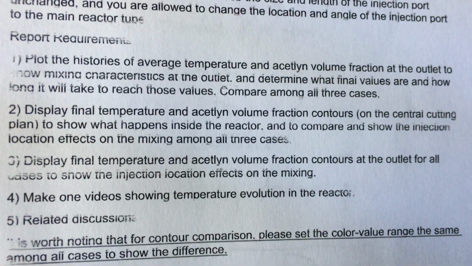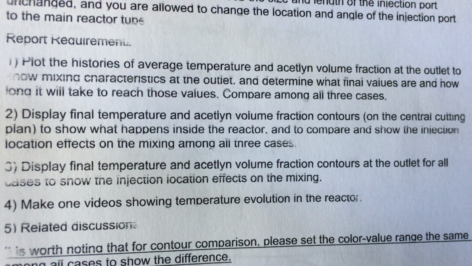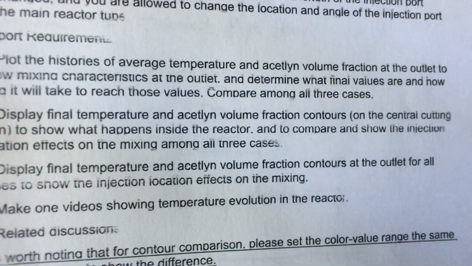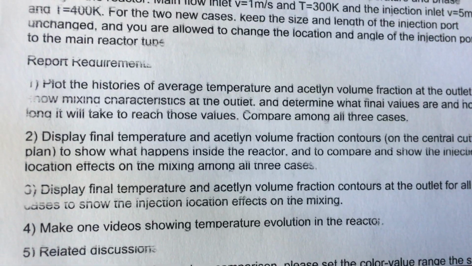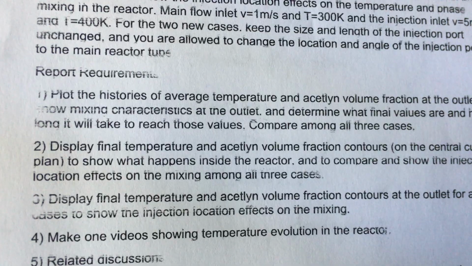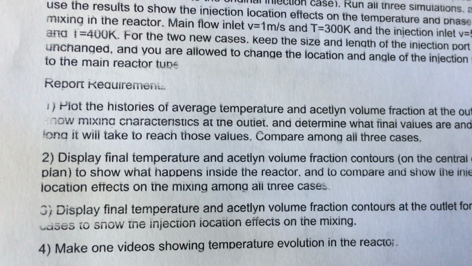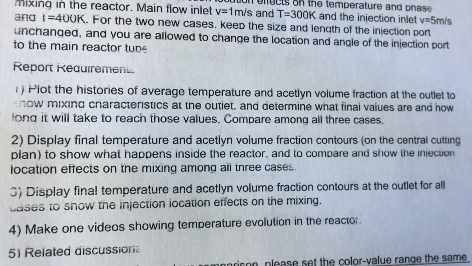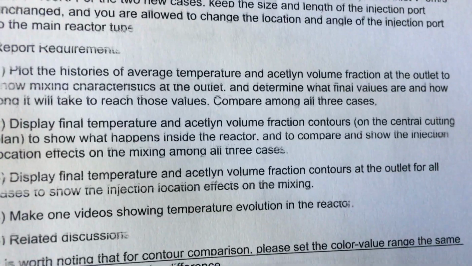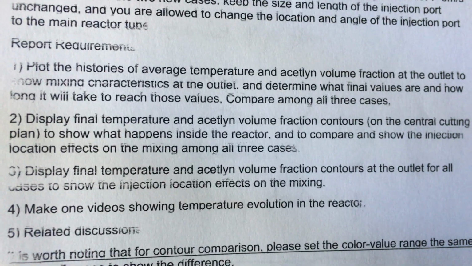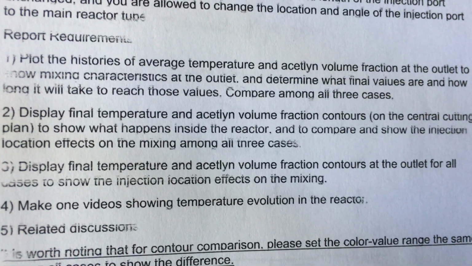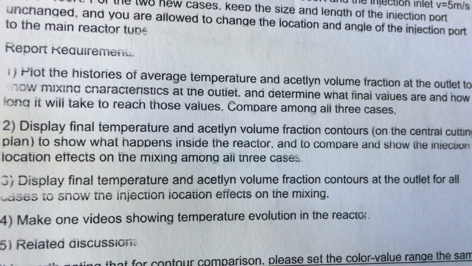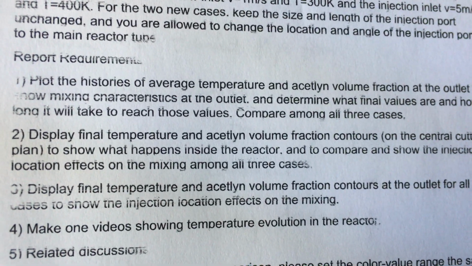And also display the final temperature and the acetylene volume fraction on contours on the central cutting plane. I think the tutorial also shows you how to show the result in the center cutting plane of the reactor. It shows most of the story by looking at the center cutting plane. And also show the contours at the outlet surface. The outlet surface tells you, eventually at the outlet, how well they mix.